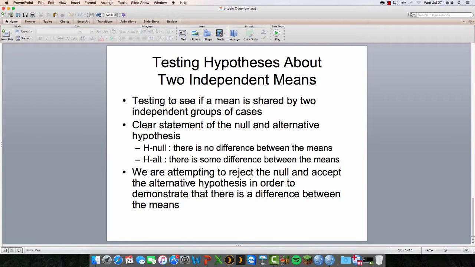So for instance, if we were interested in illustrating the difference in income between men and women in the population of Michigan, we'd take the average of the income of men, the average of the income of women, and use the independent samples t-test to compare those two things.